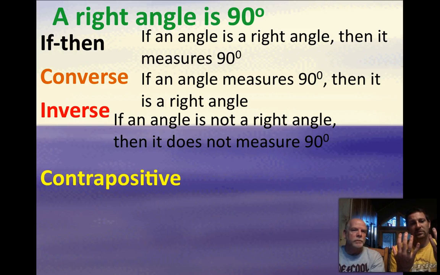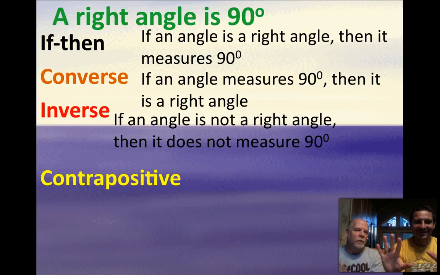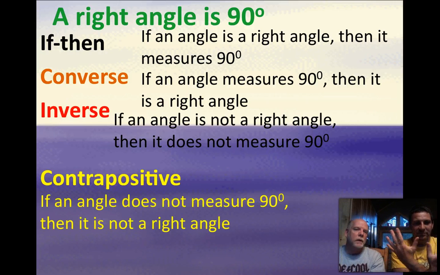Okay, Mr. Bedella's favorite, the contrapositive. We're going to go back to the original statement. It's like doing the Macarena. There you go. We can get up and dance right now. Go back to the original statement, negate both of them, and switch them. So if an angle does not measure 90 degrees, there's the second half of the original statement with a not in it, then it is not a right angle. And once again, that's true.